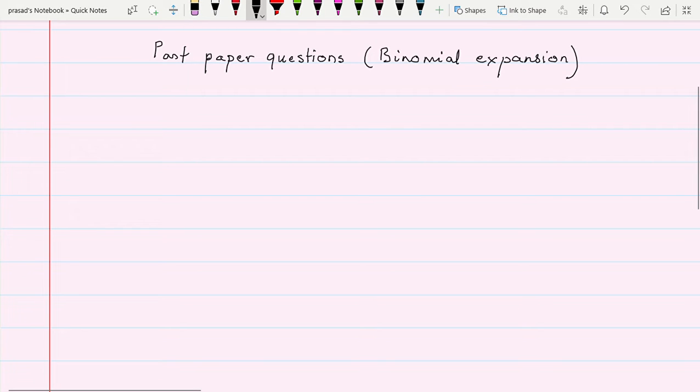Hello students, today we'll be discussing some of the past paper questions on binomial expansion. Last time we have seen the general expansion of binomial in the form a plus b to power n. So first term will be a to power n because the coefficient will be nc0, that is 1. Then the next coefficient will be nc1. You'll reduce its power by 1, introduce b here, then the next coefficient will be nc2.